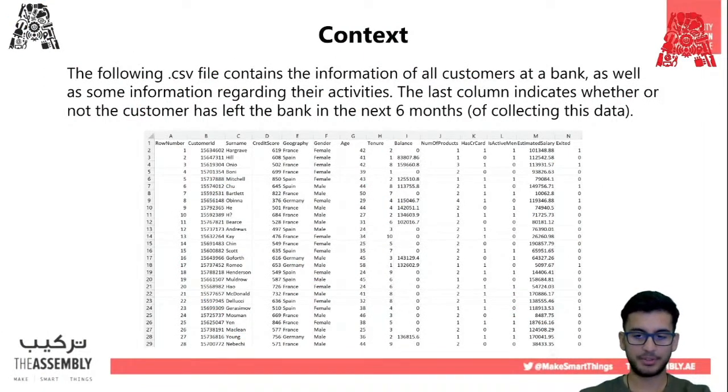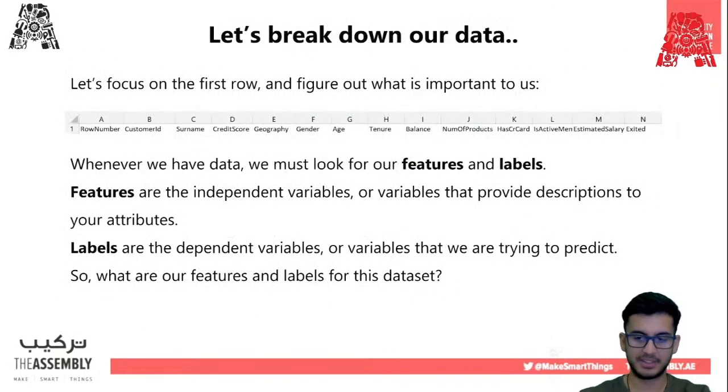Finally, we can now see our data. The .csv file in the handout contains information of all the imaginary customers at an imaginary bank, such as their names, their age, their gender, their balance, and so on. Moreover, the last column tells us whether or not the customer has left the bank 6 months after this data has been taken.